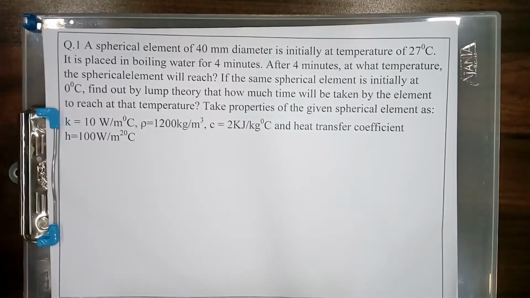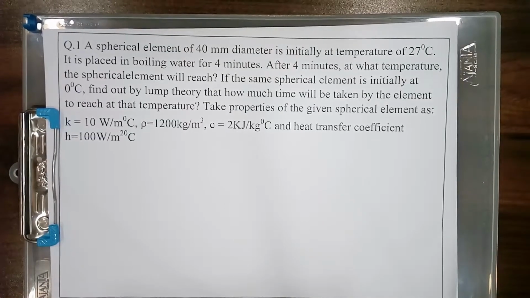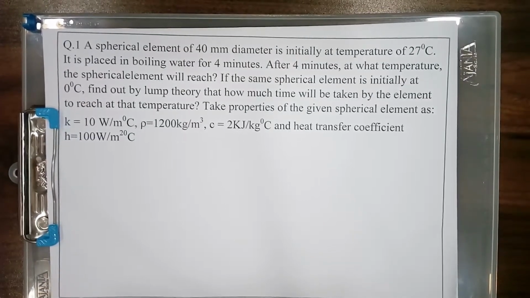Welcome dear students. Today we are going to solve the numerical on the theory that we discussed in the previous lecture, that is the lump parameter analysis, which is applicable for transient heat conduction phenomena. So let us start with numerical number 1.